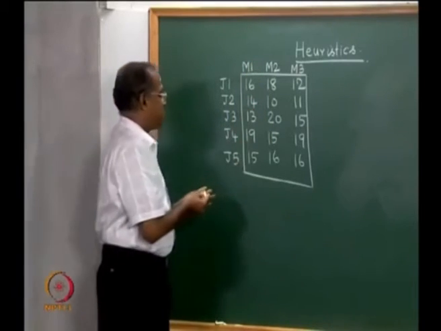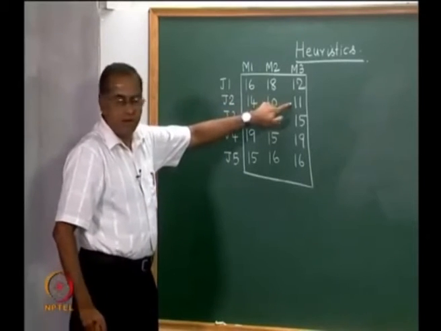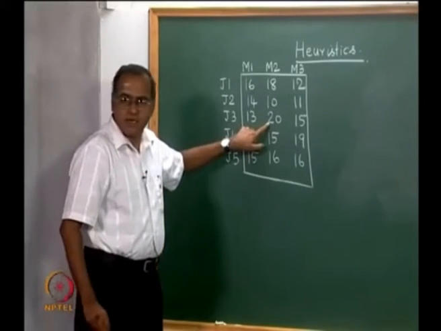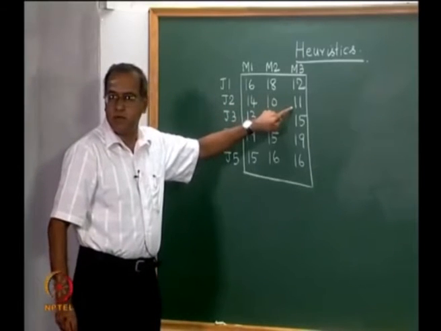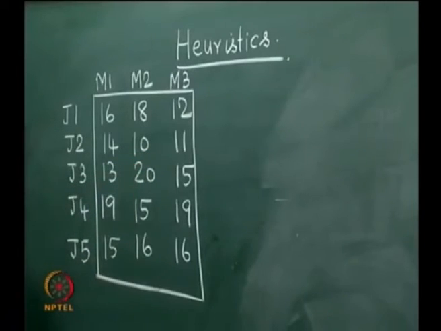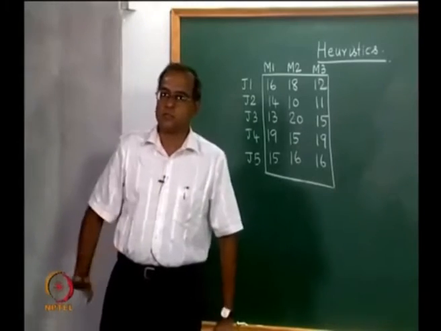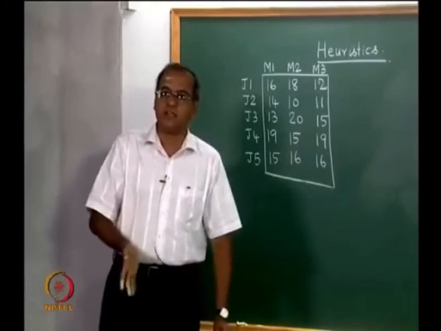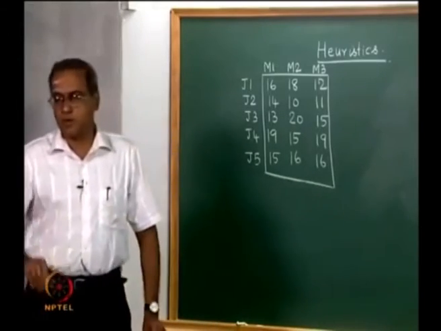Now the minimum on the first machine is 13, the minimum on the third machine is 11, and the maximum on the second machine is 20. So the maximum on the second machine is greater than the minimum on the first as well as the minimum on the third, therefore the Johnson condition is not satisfied. So we cannot apply the Johnson condition to get the optimal solution to this problem. We may not get the optimum solution if we continue using the Johnson condition. So let us look at some other heuristic solutions to this problem.